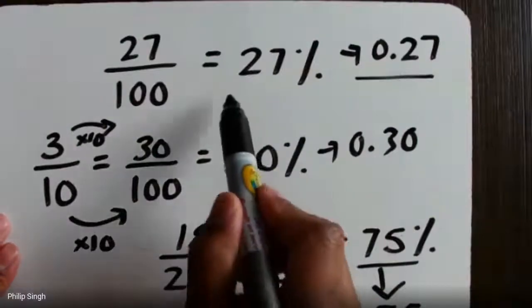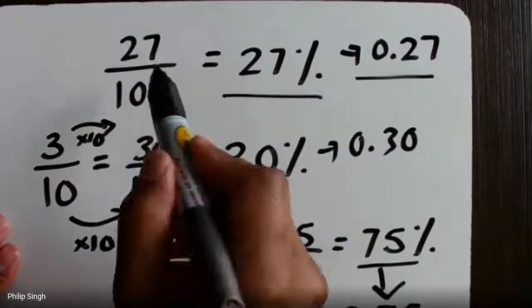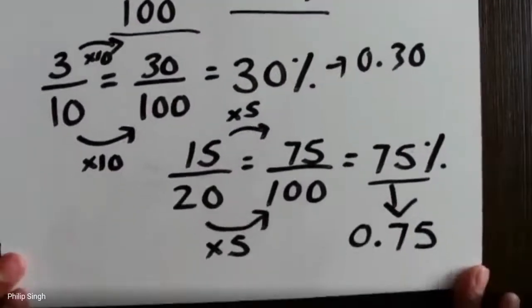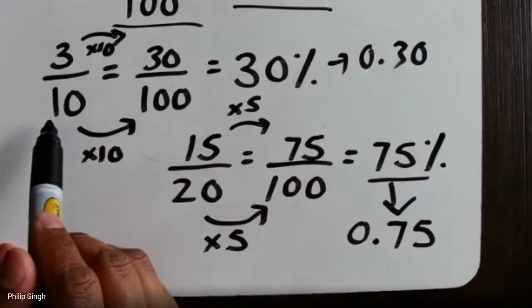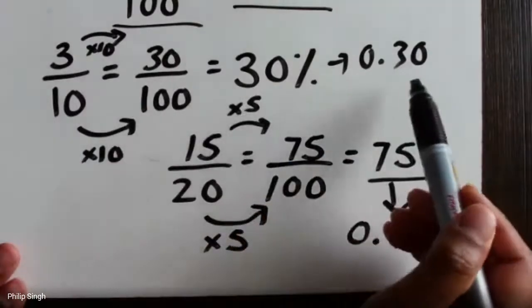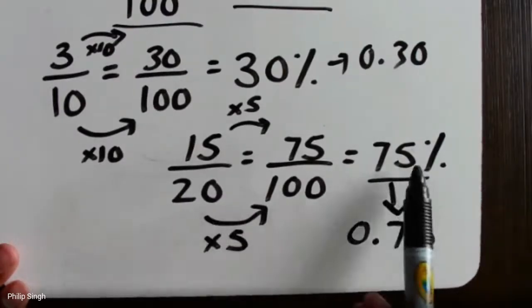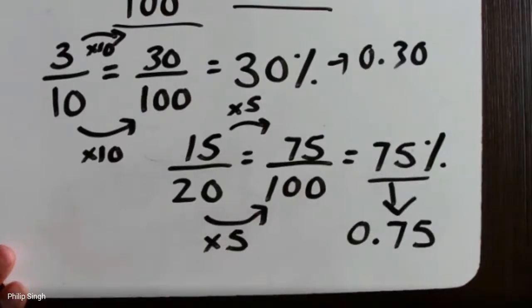So essentially, 0.27, 27%, and 27 out of 100 are all equivalent. They all have the same value. Same with 3 out of 10. It's equal to 30%, also written as 0.30 or 30 hundredths. If you had 15 out of 20, it's equal to 75% or 75 hundredths.